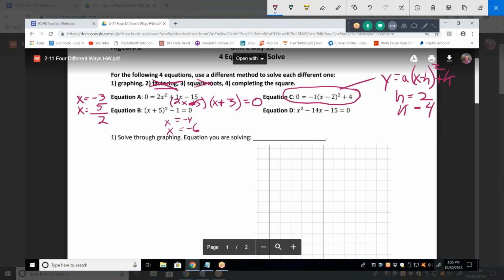Now, let's graph that. You're solving equation C. And so I'm going to graph 2 comma 4. I'm going to say that's my vertex. What kind of graph is this? Is it a straight line? Is it a parabola? Is it a circle? What is it?